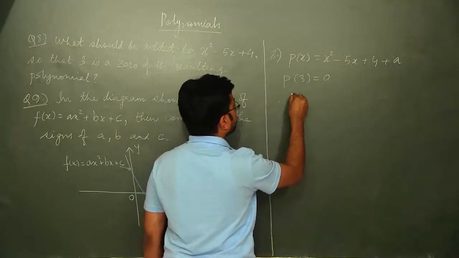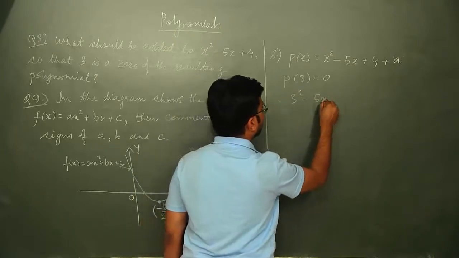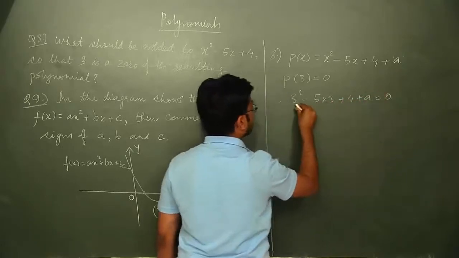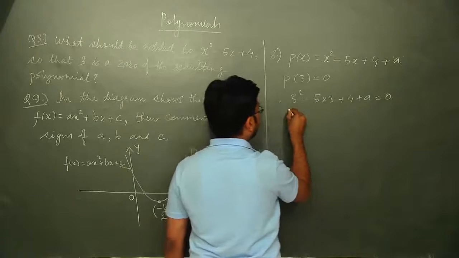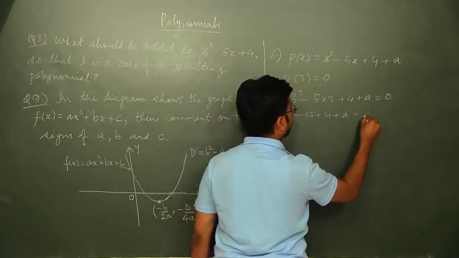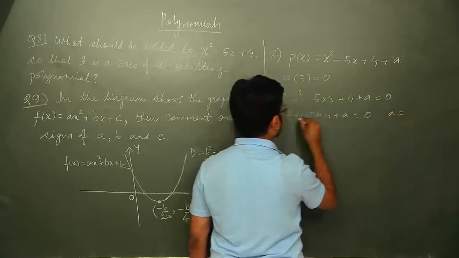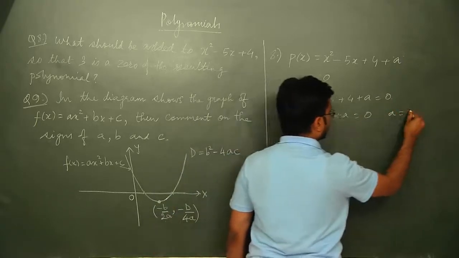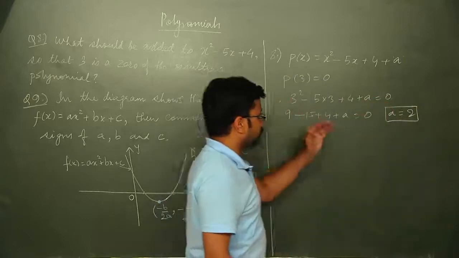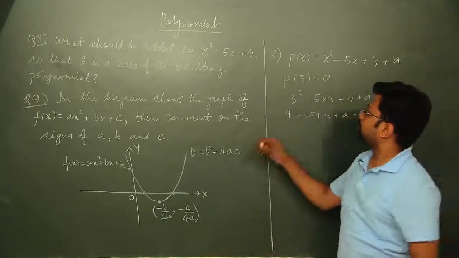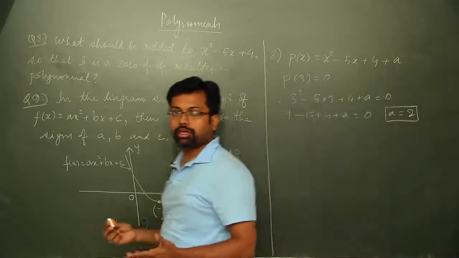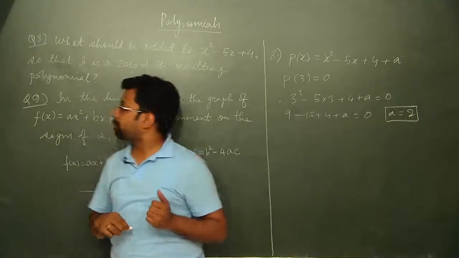Therefore, 3 square minus 5 into 3 plus 4 plus a will be equal to 0. So what do we get? We get 9 minus 15 plus 4 plus a is equal to 0. Therefore, a is equal to how much? 13 minus 11, a is equal to 2. So when a is equal to 2, that means 2 must be added to this to make the resulting polynomial have 3 as a 0.